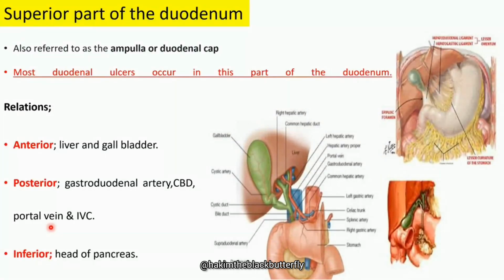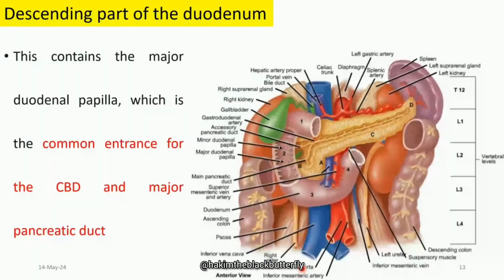The portal vein is found behind the first part of the duodenum. That is the portal vein. We saw how it is formed. The IVC, that large vein there, is found behind the first part. So this large vein is the IVC. The small vein going to the liver is the portal vein or the hepatic portal vein. They are all situated behind the first part of the duodenum. Below it, of course, we have the head of the pancreas.